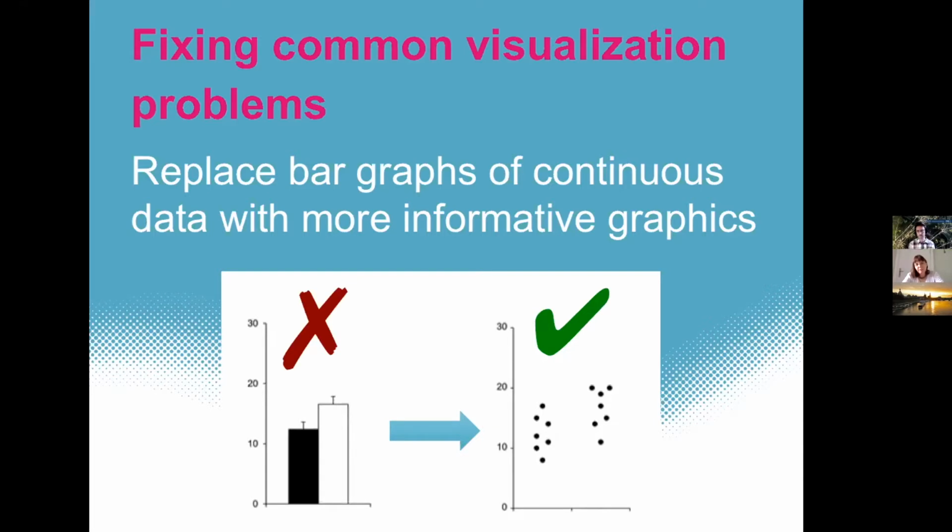So the first of these problems is that we want to look at papers that are using bar graphs of continuous data, and it's very important to replace those graphs with more informative graphs, like dot plots, box plots, or violin plots, that show us the sample size in the case of dot plots and the data distribution in the case of all of these graphs.